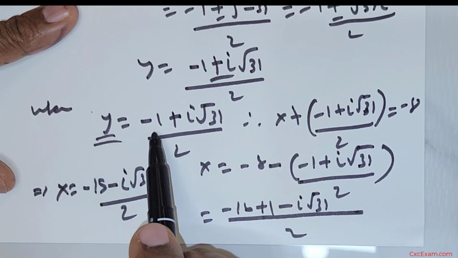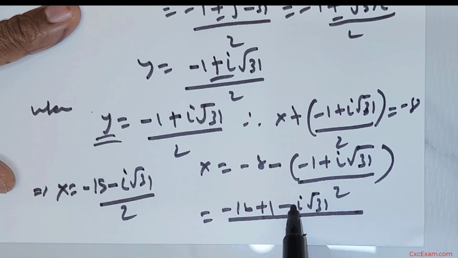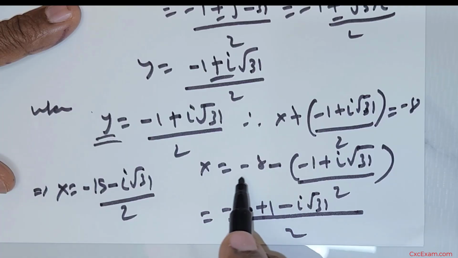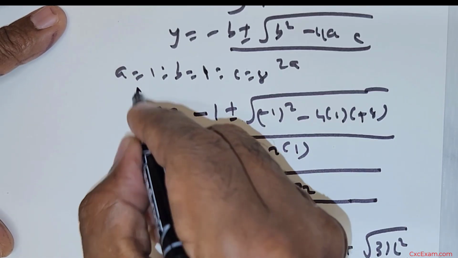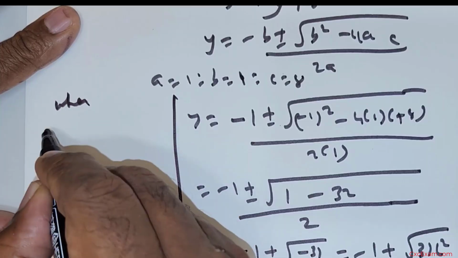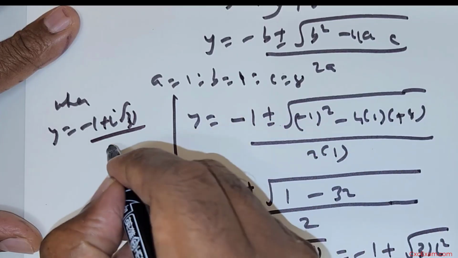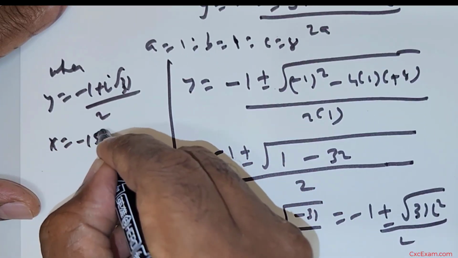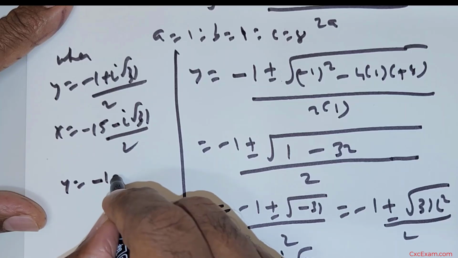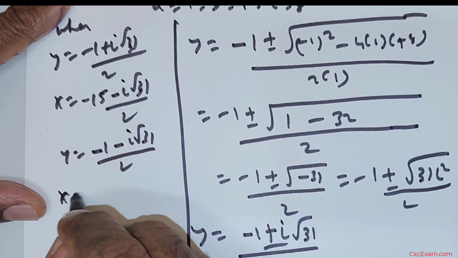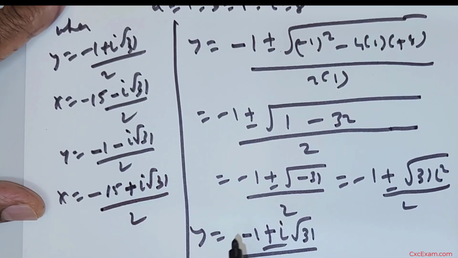Now suppose y takes the value (-1 - i√31)/2, then if it is negative here, this will become positive, right? There won't be any change with this negative one. So it's still going to be -15. So I can write the roots: when y = (-1 + i√31)/2, the x value is (-15 - i√31)/2. And when y = (-1 - i√31)/2, my x value is (-15 + i√31)/2.